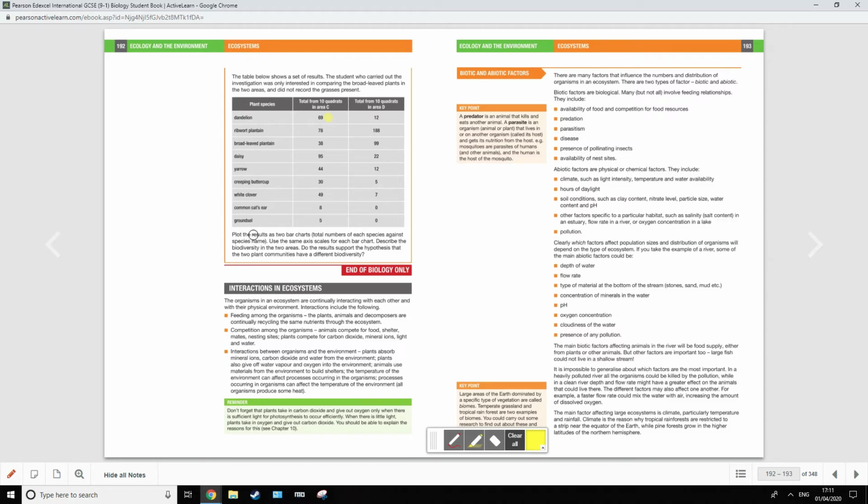The exercise asks you to plot the results as two bar charts, total number of individuals and names. Use the same axis scales for the different bar charts. Describe the biodiversity in the two areas. Do the results support the hypothesis that the two plant communities have a different biodiversity?